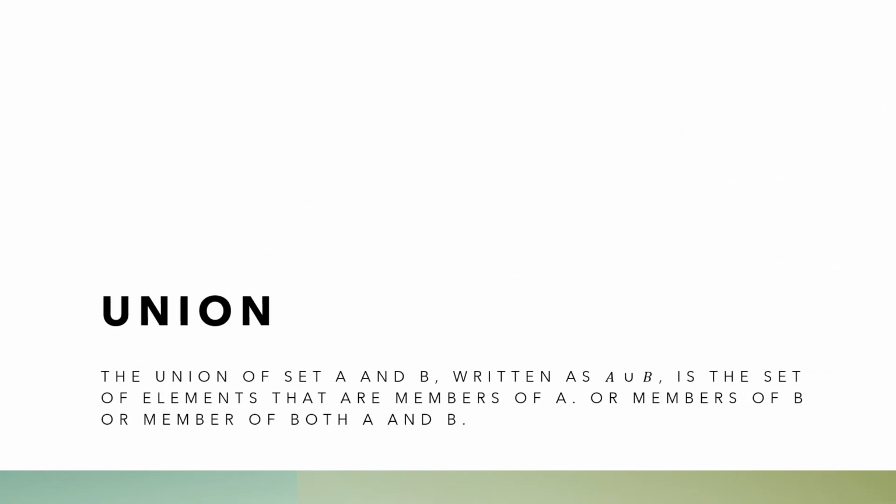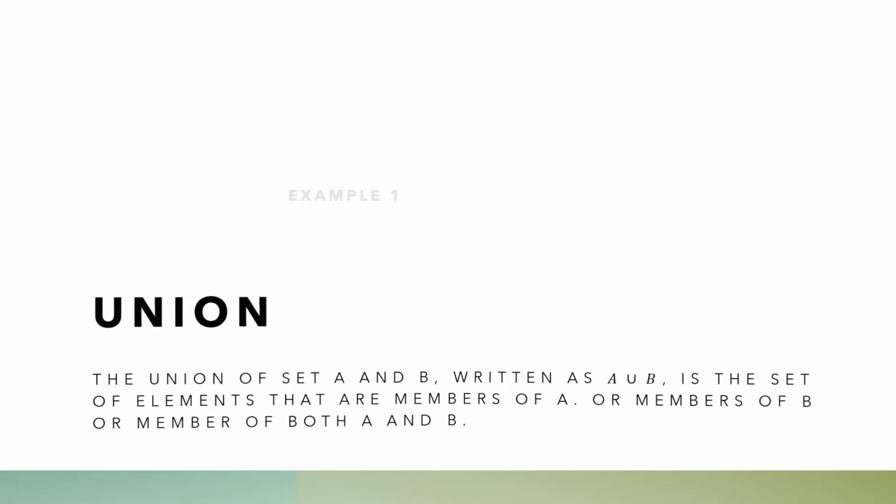Let's have another operation, such as union. The union of sets A and B, written as A union B, is the set of elements that are members of A, or members of B, or members of both A and B. So in logic, we just combine all the elements of the first set and the second set. Let's have an example.